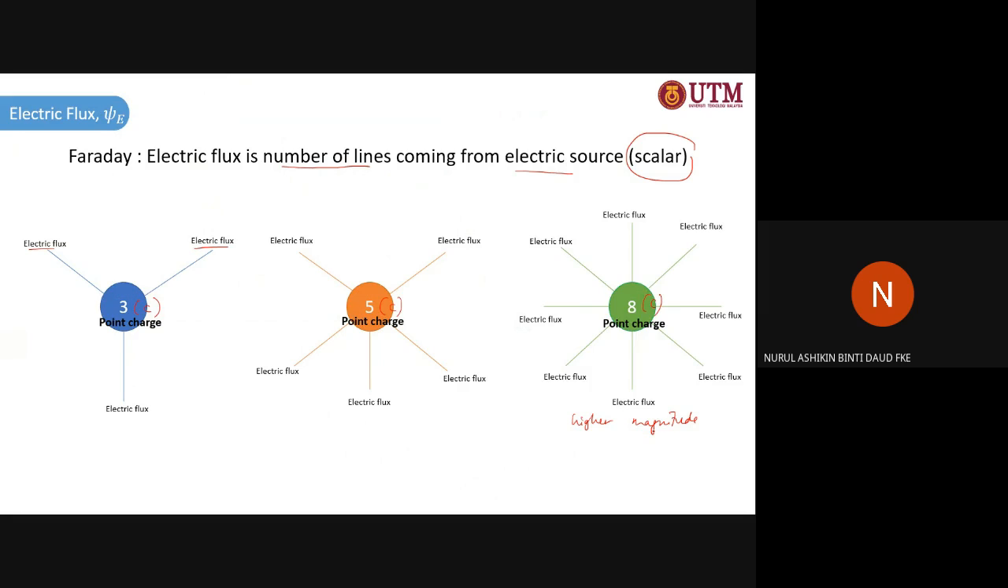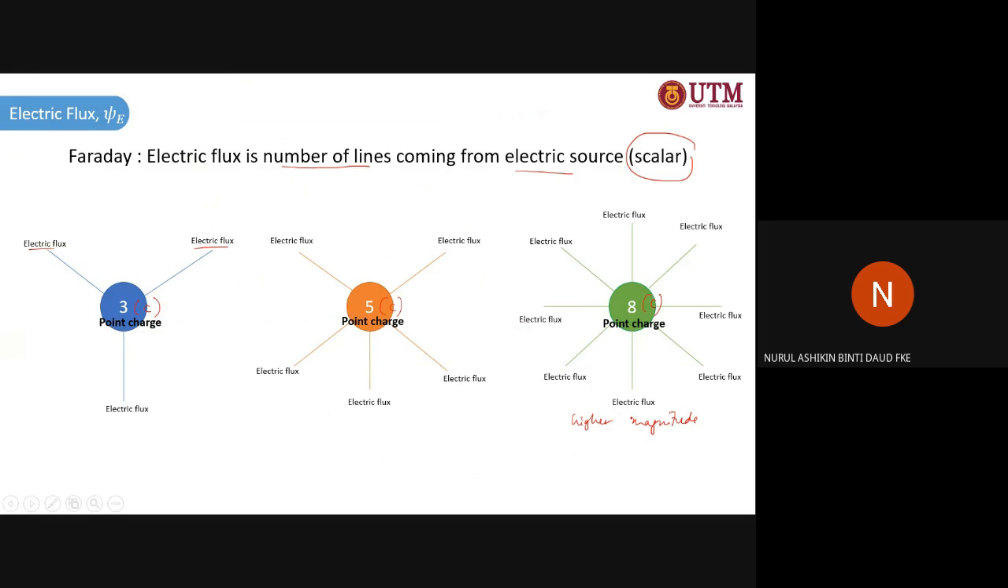It has higher magnitude compared to the blue charge and the orange charge. Why did we say so? It is because the lines coming out from this electric source are more than the lines coming from the blue electric source and the orange electric source. So that's why it has higher magnitude.